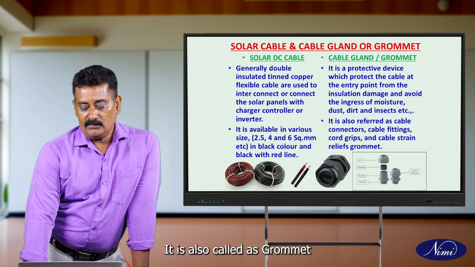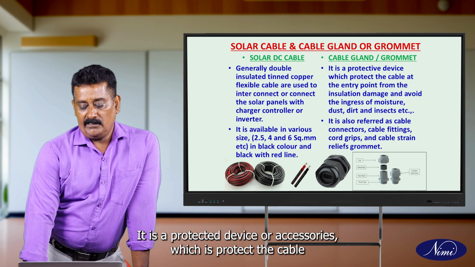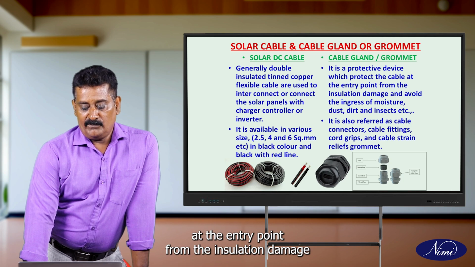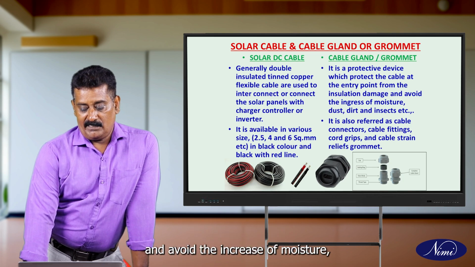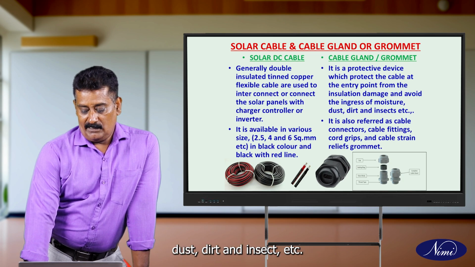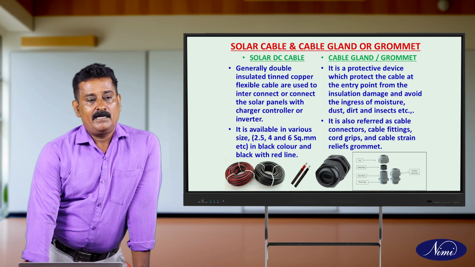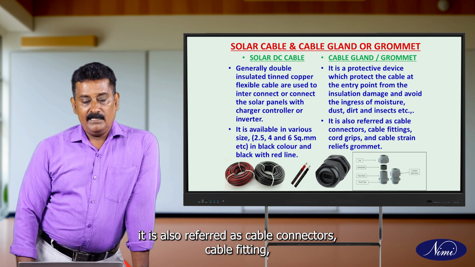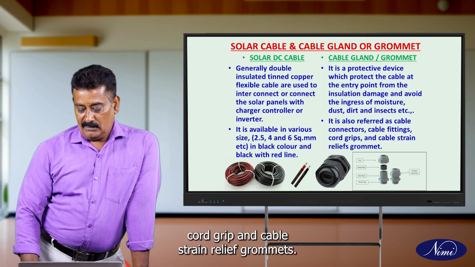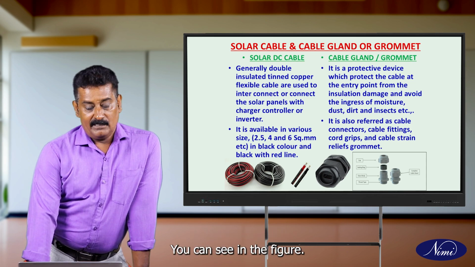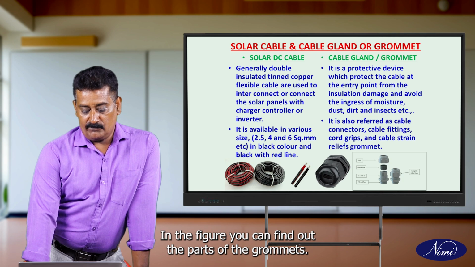Next is a cable gland. It is also called as Grommet. It is a protective device or accessory which protects the cable at the entry point from the insulation damage and avoids the ingress of moisture, dust, dirt and insects etc. It is also referred as cable connectors, cable fitting, cord grip and cable strain relief grommets. You can see in the figure, you can find out the parts of the grommets.